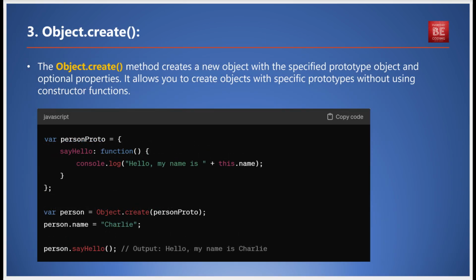Next on the list is the Object.create method. This method creates a new object with the specified prototype object and optional properties. It allows you to create objects with specific prototypes without using constructor functions. For instance, if you create a person prototype with a sayHello method and use Object.create to create a new person with the name Charlie, this new person will have access to the sayHello method.